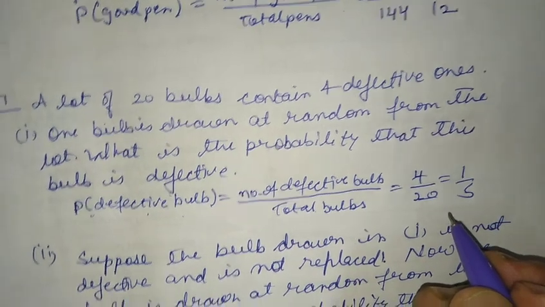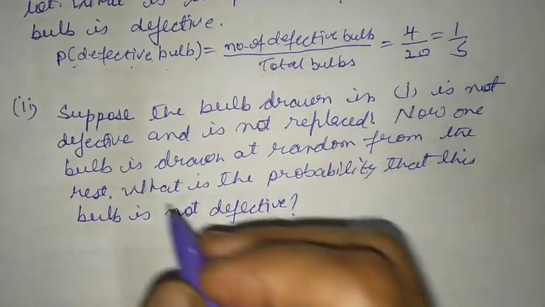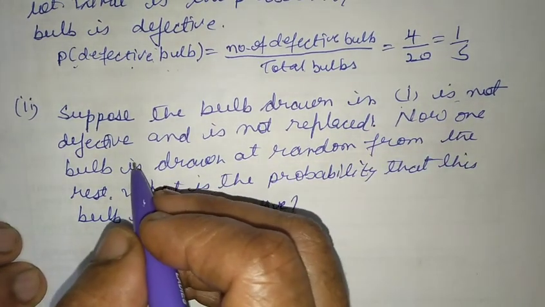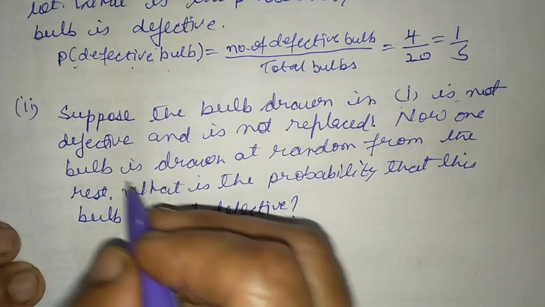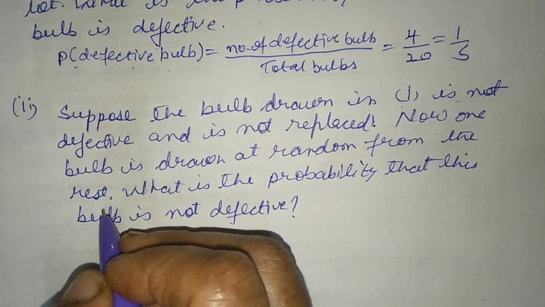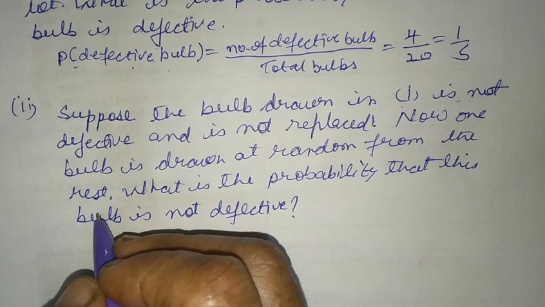Now let's go to the second part. Suppose the bulb drawn in part 1 is not defective and is not replaced. Now one bulb is drawn at random from the rest. What is the probability that the bulb is not defective?